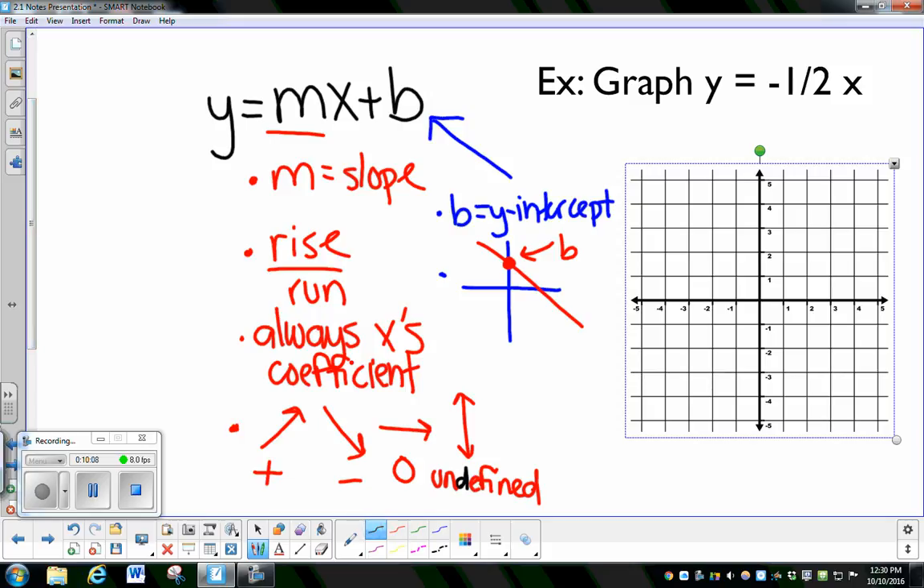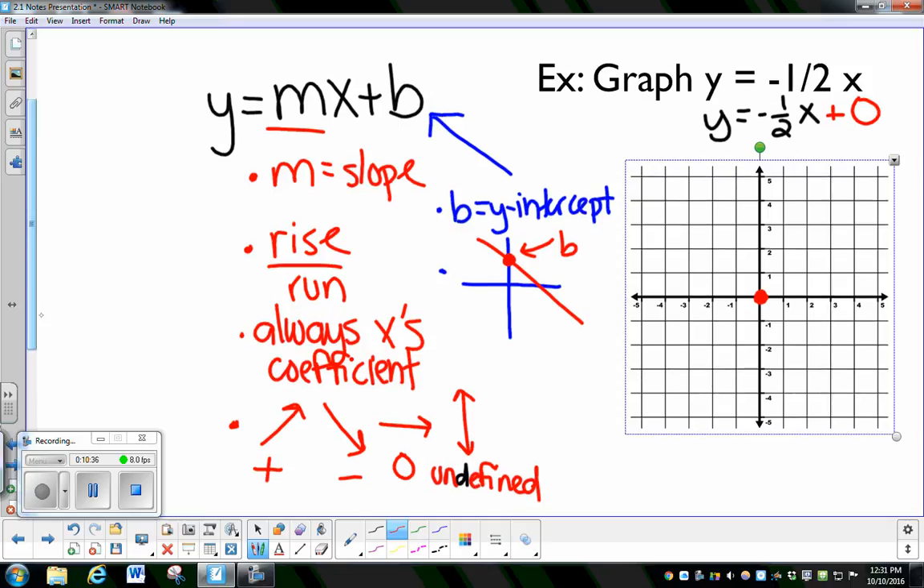So for example, we're going to plot y equals negative 1/2 x. Let me rewrite that because I prefer to write my fractions this way. Negative 1/2 x. Now we're supposed to plot our y-intercept first. We can't see a y-intercept, so it really just says plus 0. That's our y-intercept, 0. It hits the graph at the origin. Now we're going to use our slope to plot some more points.